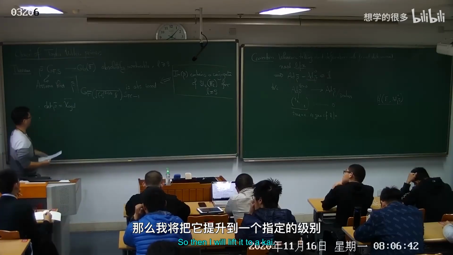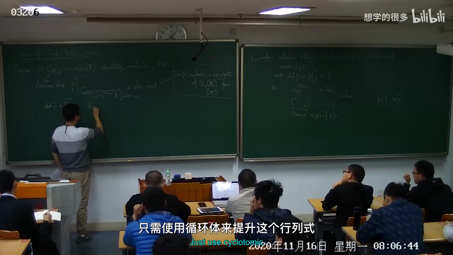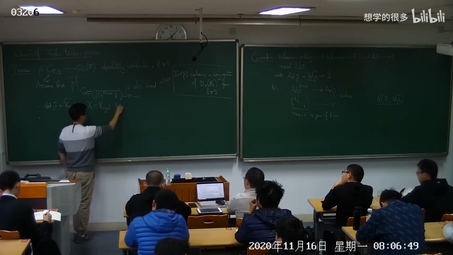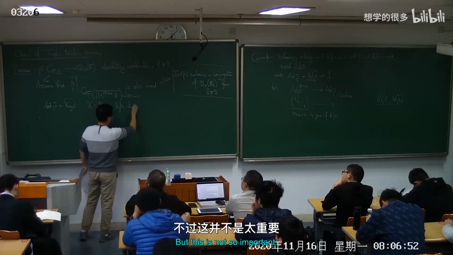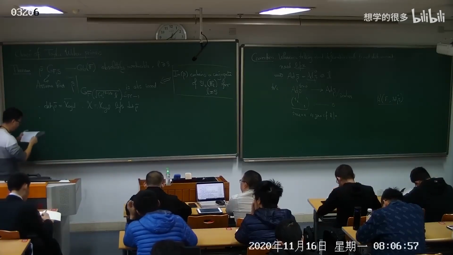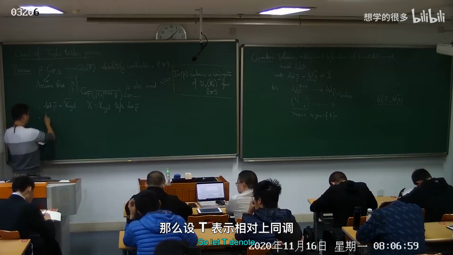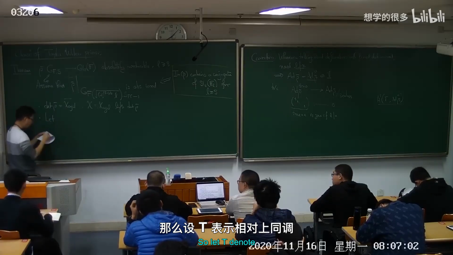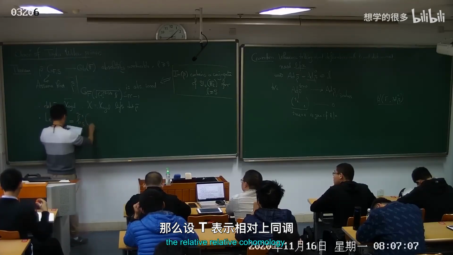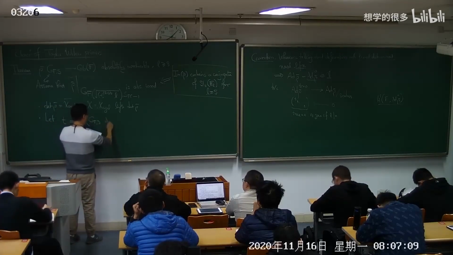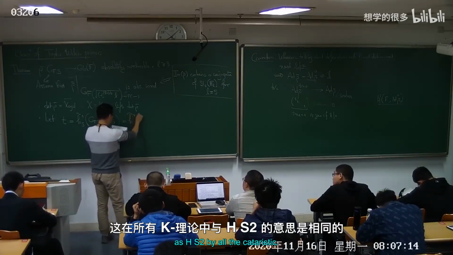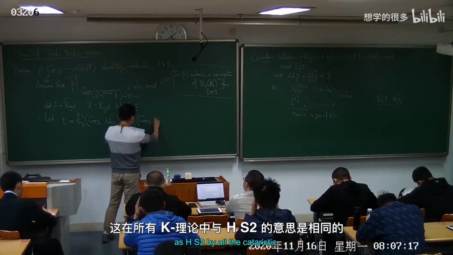So then I will lift it to a chi. Just use cyclotomic to lift this determinant. But this is not so important. You can fix any central character if you want. So let T denote the relative cohomology, which is also the same thing as H2 by Euler characteristic.